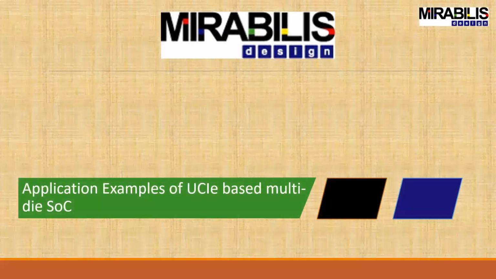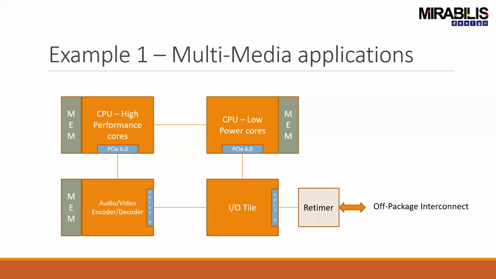Now, let us look at some applications of UCIe-based multi-die SoCs. So the most common one, as you saw earlier on, was a multimedia application where you have high performance, low performance cores, your GPUs, all of them on separate cores with local memories. You have your audio video encoders and the IO itself connected off to off package interconnect. So this is probably the most common type of architecture for anything that's not a processor. And this is what most of the designs are being used.